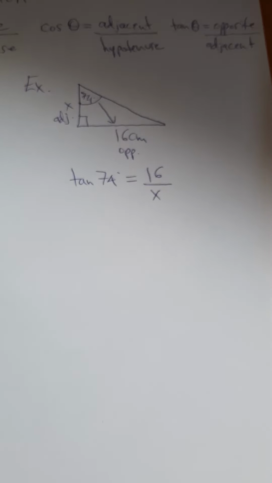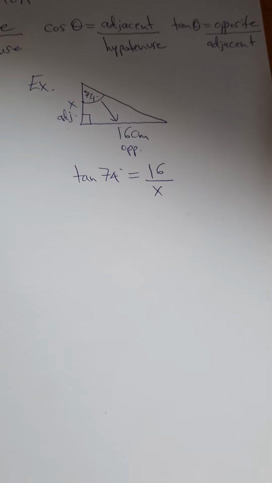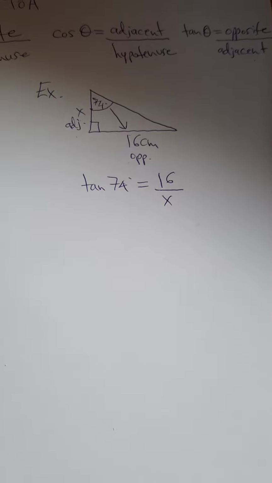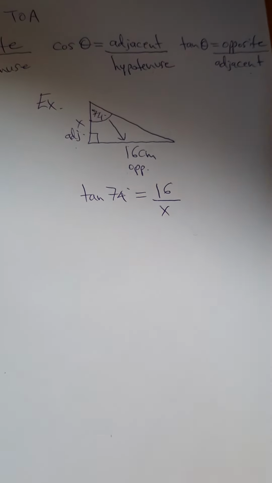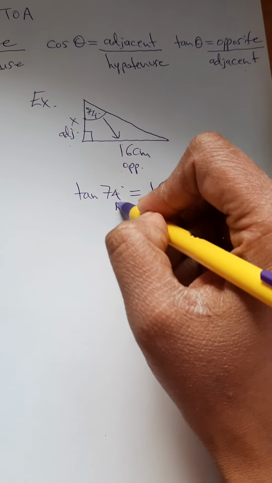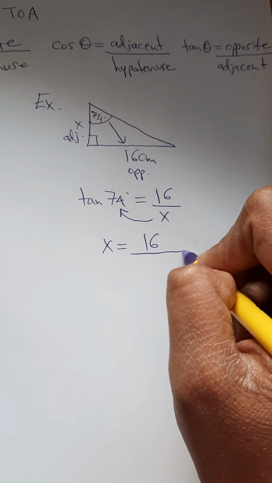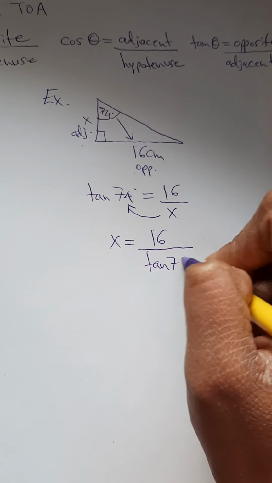So one more time here, I see that the variable is on the bottom. And what you're going to do is just switch it around here. So I'm just going to make an arrow. So it's going to be x equals 16 divided by tan 74.